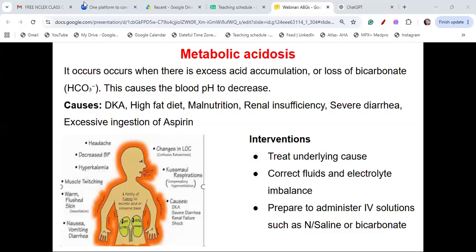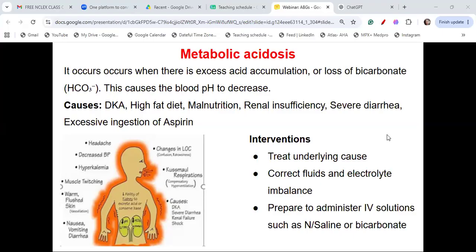So we talk about the interventions. Key thing is to treat the underlying cause. For example, if it's DKA, we know that we give normal saline, we give insulin. For renal insufficiency, the client may need to undergo maybe dialysis or kidney transplant. Also need to correct fluid and electrolyte imbalance. You prepare to administer IV solution, such as normal saline or even the bicarbonates.